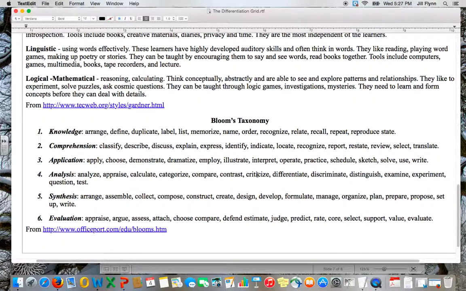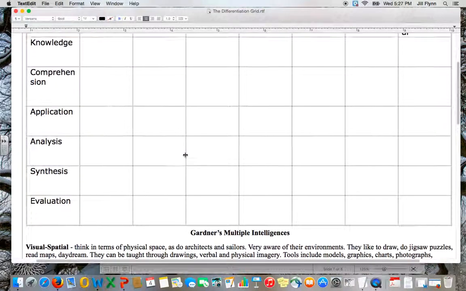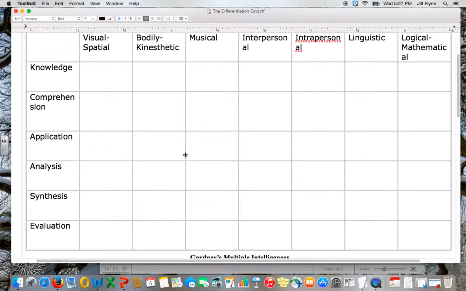And then the levels of Bloom's, of course, so lower level things like knowledge and comprehension, and then moving to higher level thinking like synthesis and evaluation. And so the idea of this grid is that over the course of a unit or a semester, you want to try to check as many of these boxes as you can.